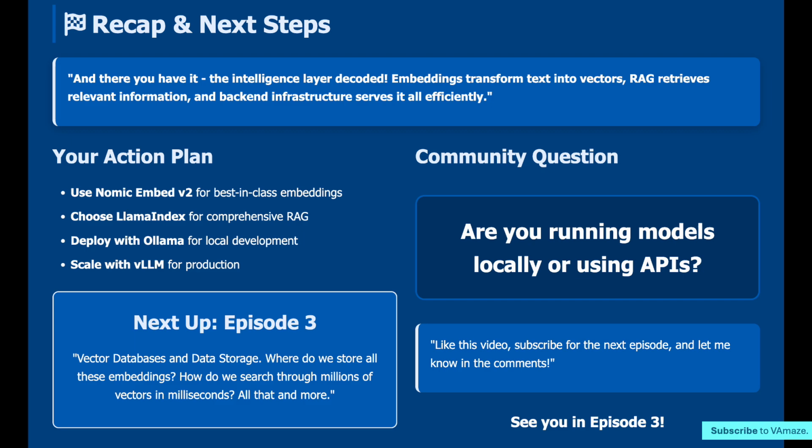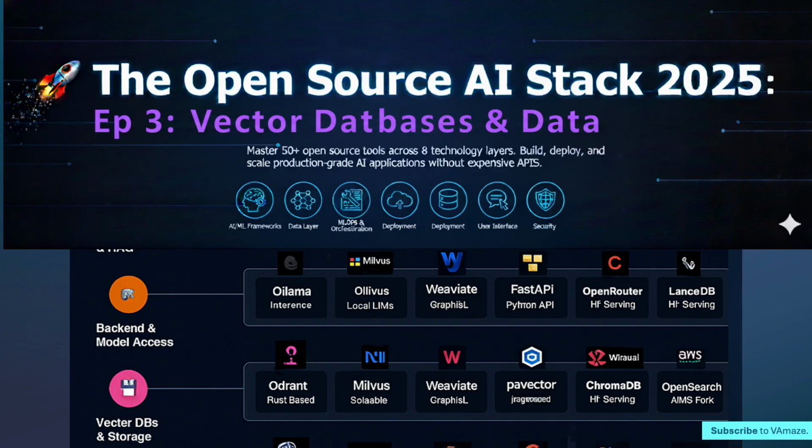Next up in Episode 3, vector databases and data storage. Where do we store all these embeddings? How do we search through millions of vectors in milliseconds?